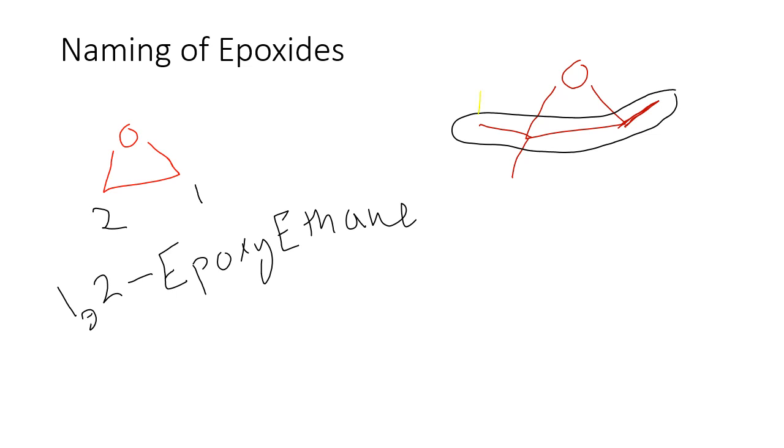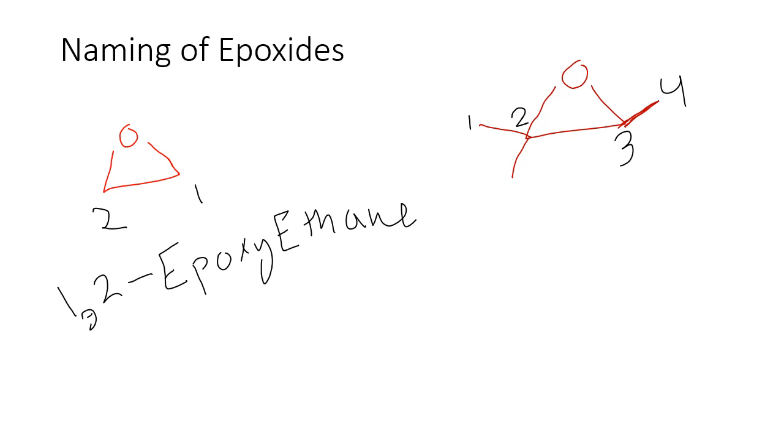Let me use a different color. This is not the perfect color, yellow. Let me use the black color, and this is going to be carbon number 1 over here. This is carbon number 2. So this is carbon number 2 over here, and this is carbon number 3. This is carbon number 4. So what do we have? We have a 2,3 epoxy group.